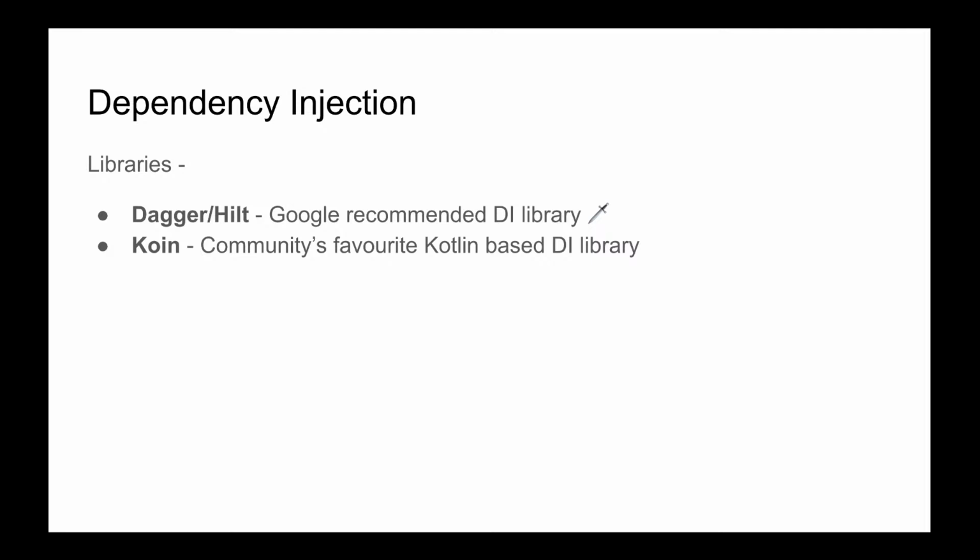And Koin is another library. If your project is 100% Kotlin, you can just go ahead with Koin if that doesn't bother you. It's a very easy to use library. I'd say this much about dependency injection.